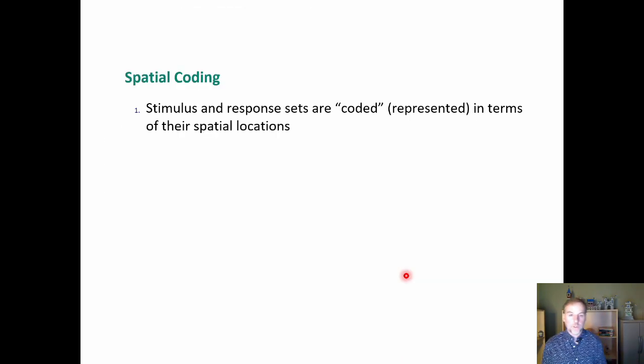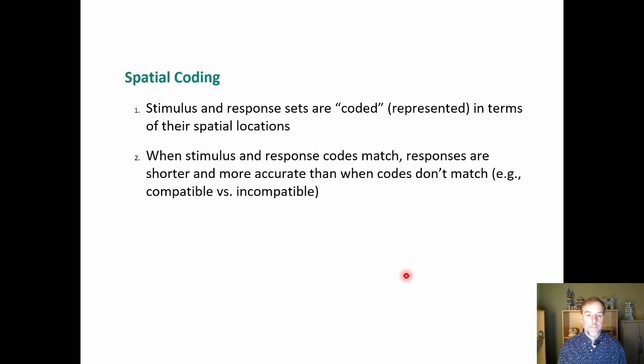So a little summary here. Stimulus and response sets are coded or represented in terms of their spatial locations. When the stimulus and response codes match, so when you have to associate a left stimulus with a left response, responses are shorter and more accurate than when they don't match.